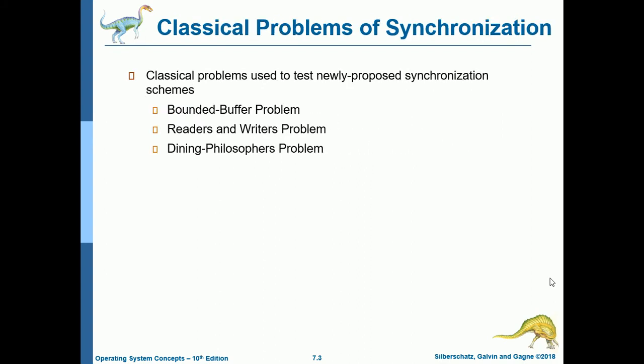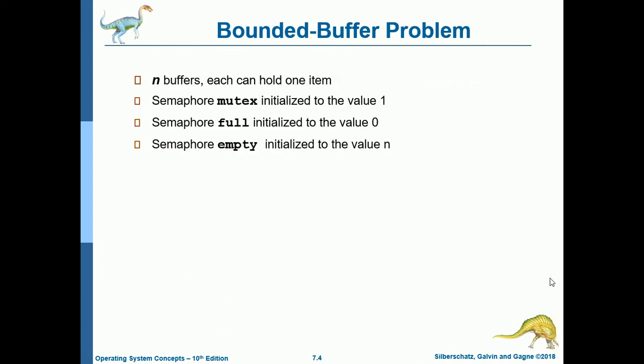So the classical problems of synchronization are the most popular classical problems in operating systems. First we have the bounded buffer problem, the readers and writers problem, and the Dining-Philosophers problem. These classical problems are used to test newly proposed synchronization schemes. Let's deal first with the bounded buffer problem.